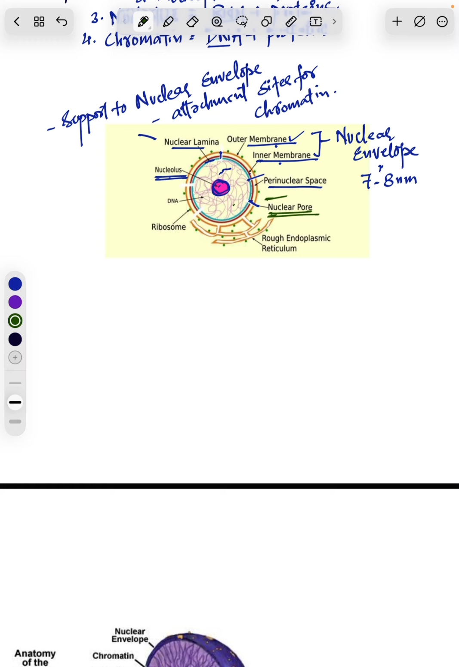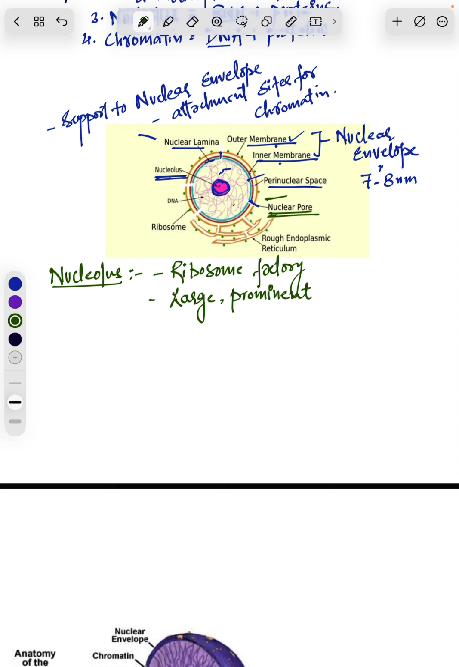Next we see the nucleolus. So what is the nucleolus? It is the ribosome factory. It has large, prominent structures. It does not have any membrane, meaning this part, the nucleolus, does not have any membrane.